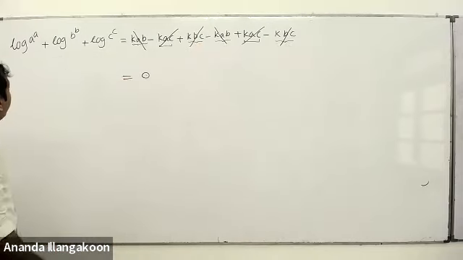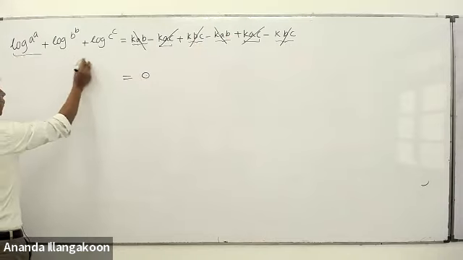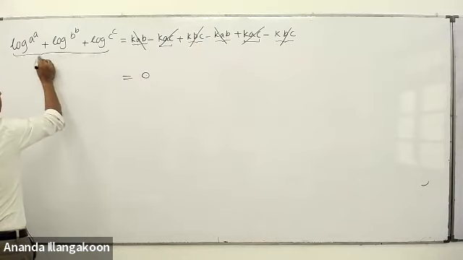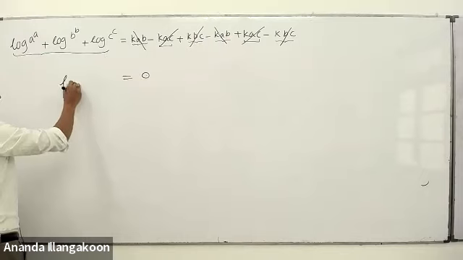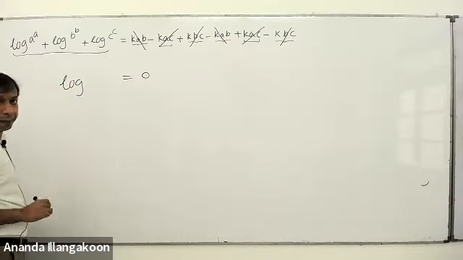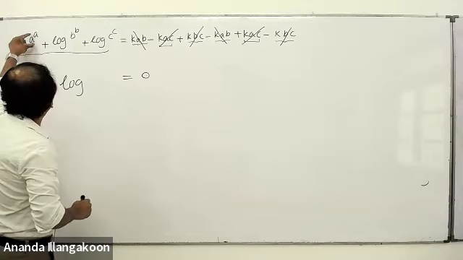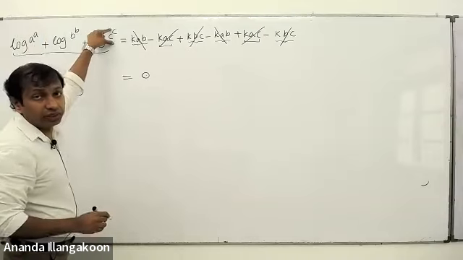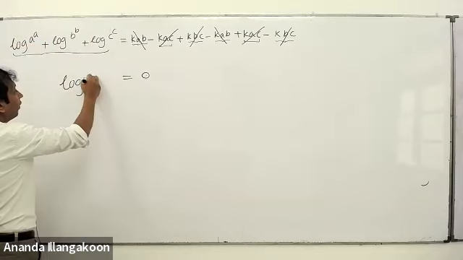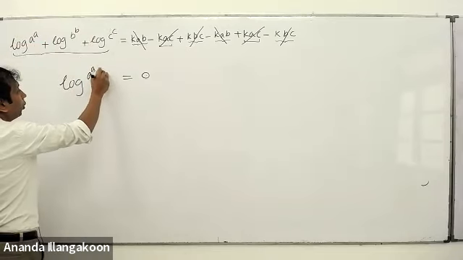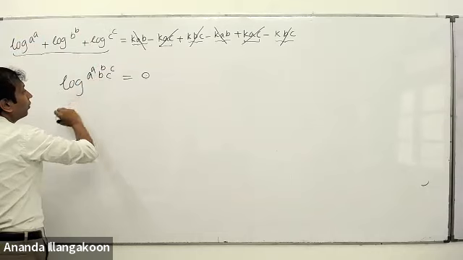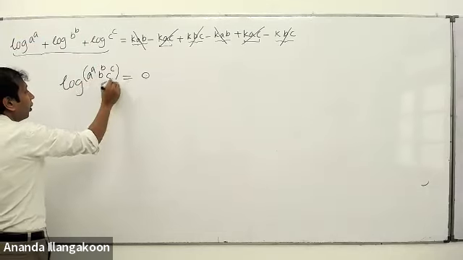Left hand side here, the sum of three log terms, you can write as a single log term, multiplying the numbers available in the log. What is that? A to the power A into B to the power B into C to the power C. Now we have a certain base here.